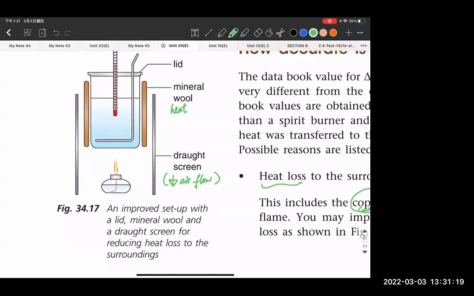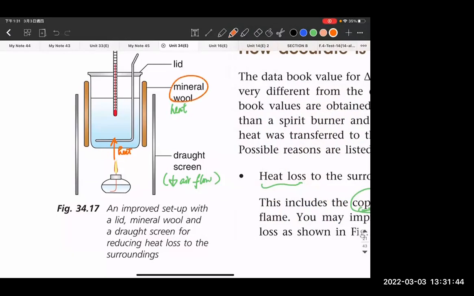Now I place it on the exterior, right? The outer surface. But you heat it this way. The direction of heat is from the flame to the calorimeter directly, like this. Okay, so the question comes: what is the purpose of the mineral wool here?